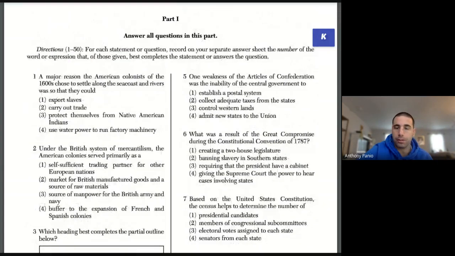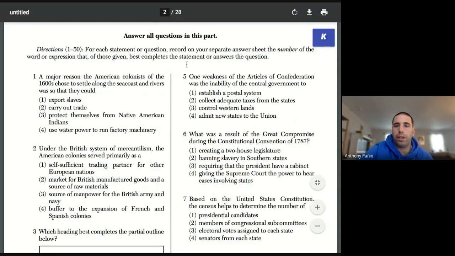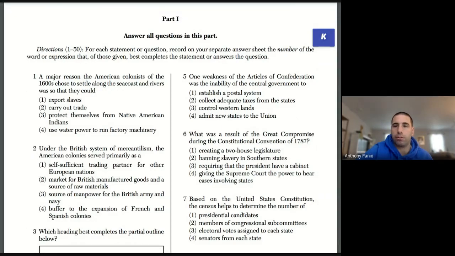All right. Number 5. One weakness of the Articles of Confederation was the inability of the central government to do what? So what was the central government, or the federal government, not able to do? The correct answer was 2, collect adequate taxes from the states. They had to ask the states for money, and many states often said no. This led to our federal government having very little power.